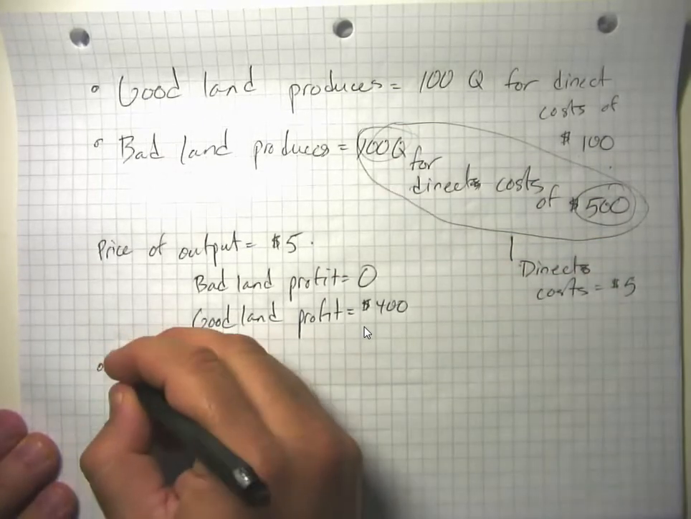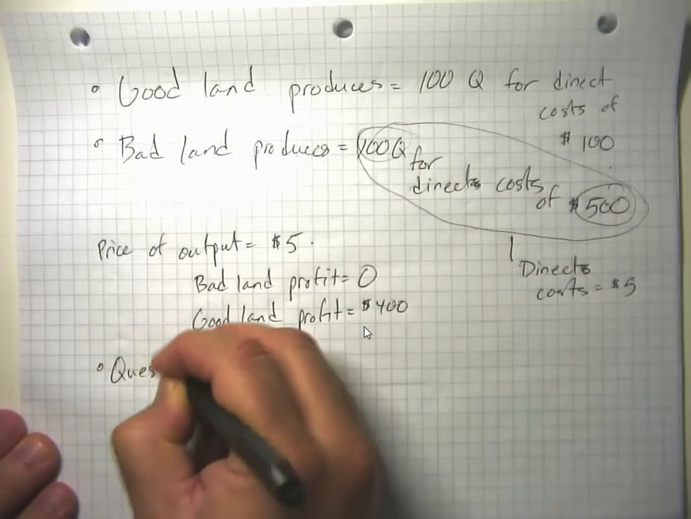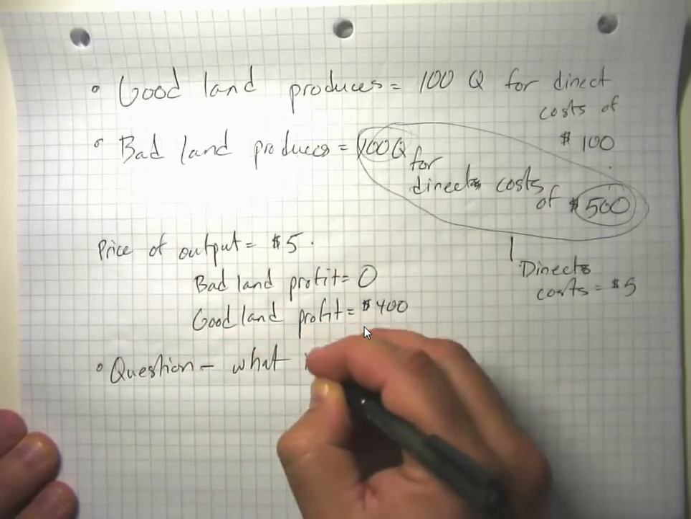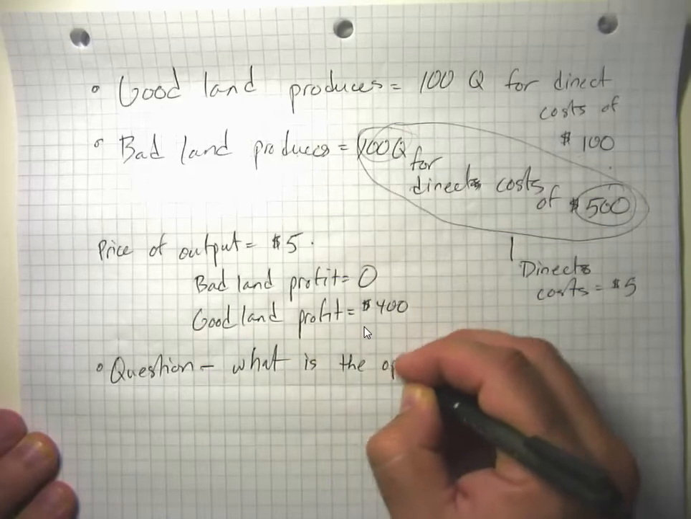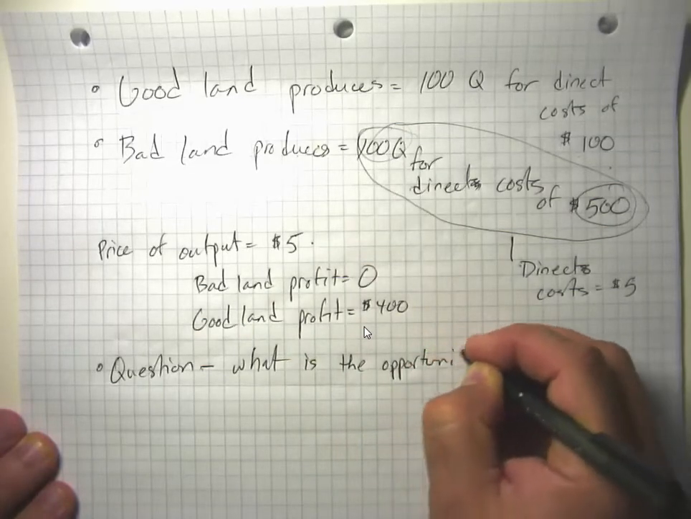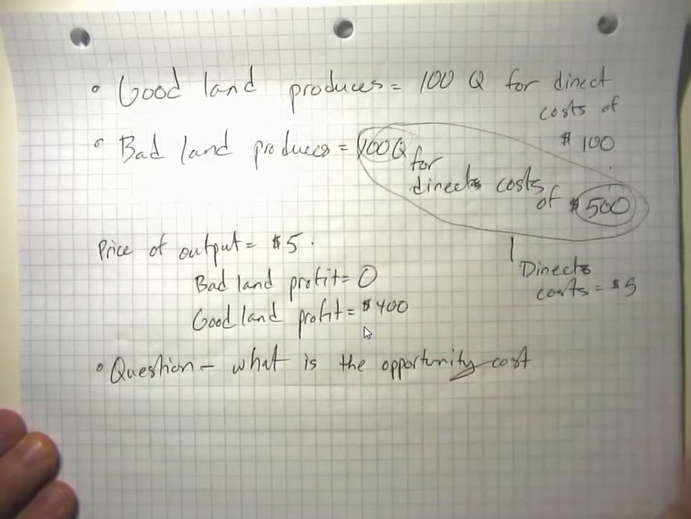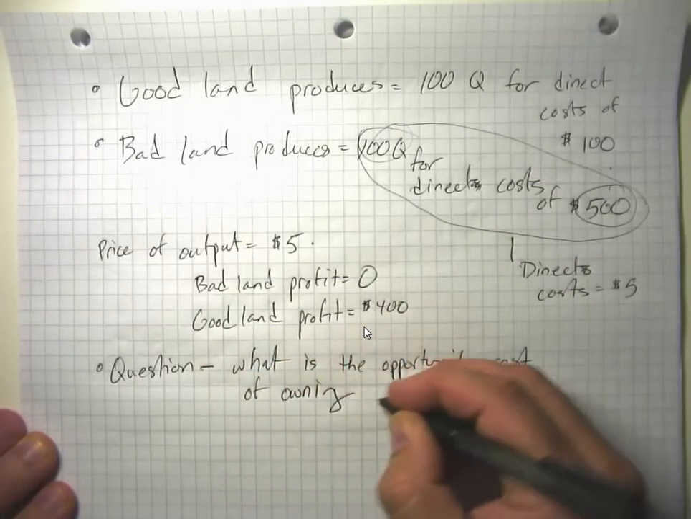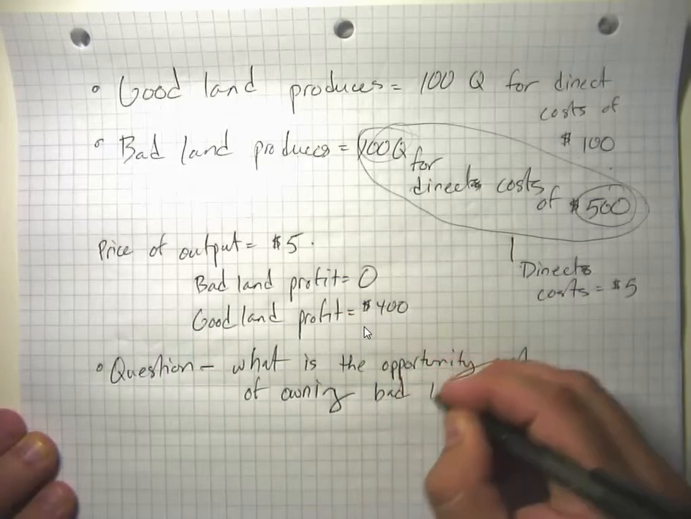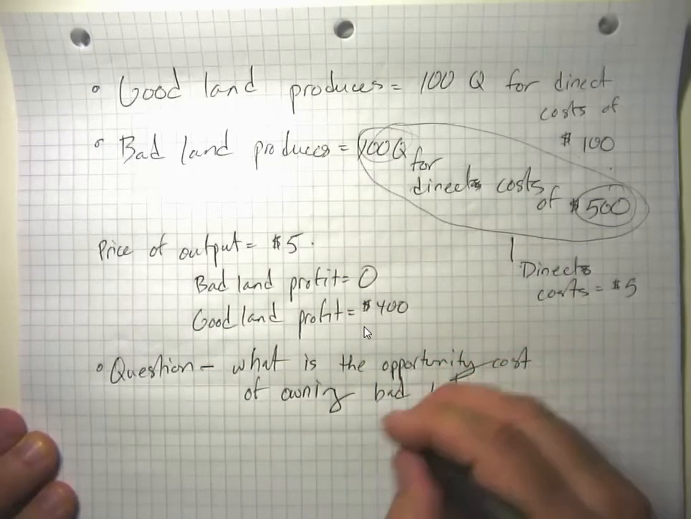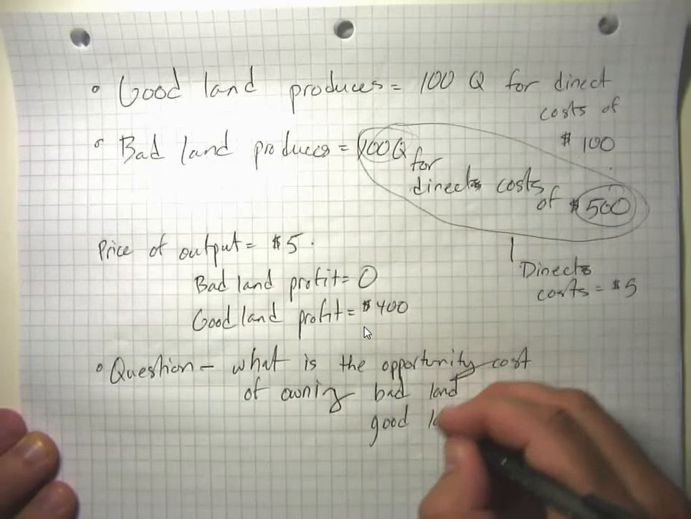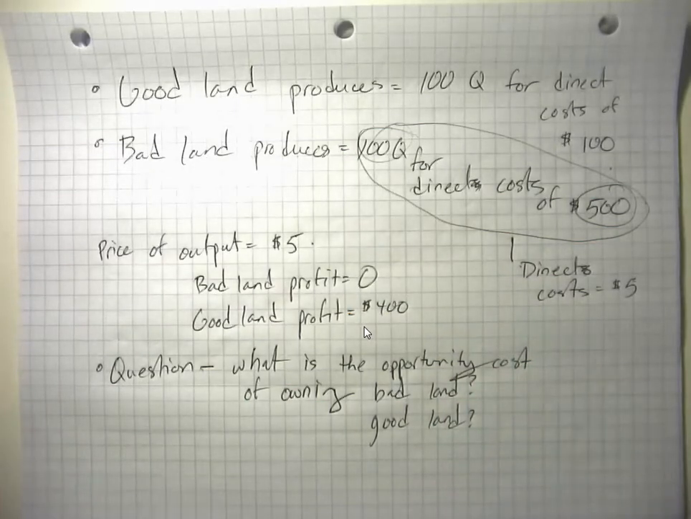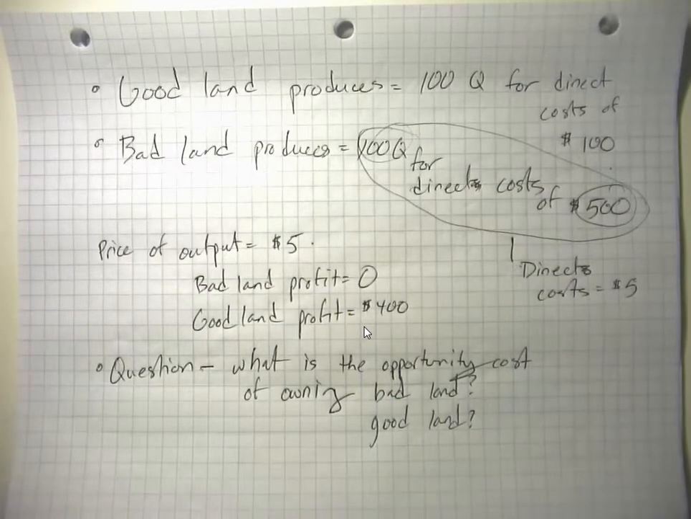So the question is, what is the opportunity cost of owning bad land rather than selling it, and what is the opportunity cost of owning good land rather than selling it? Well, we don't quite know yet, because we don't know the price of the good land and the bad land.